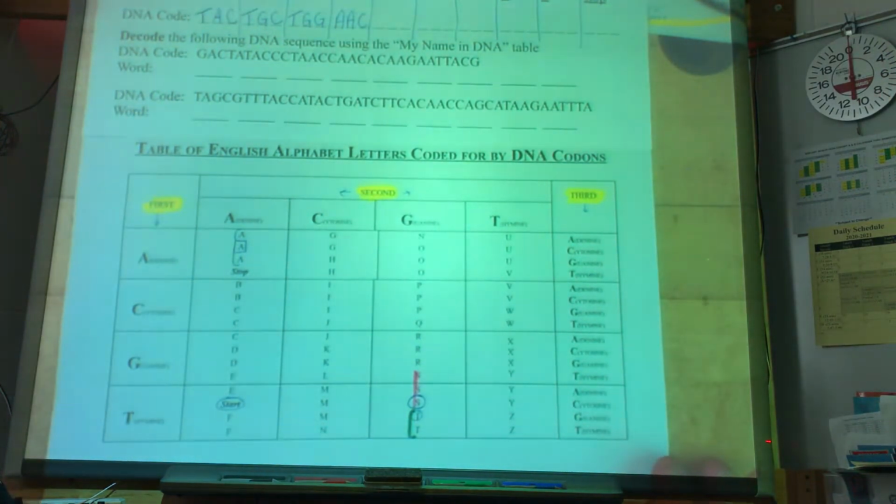Why don't you try the letter R on your own? What's the three-letter combination that codes for the letter R?